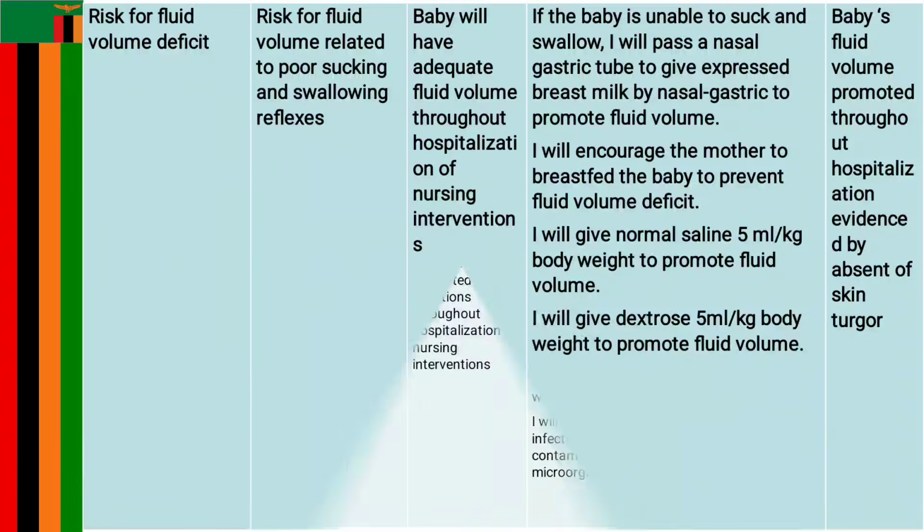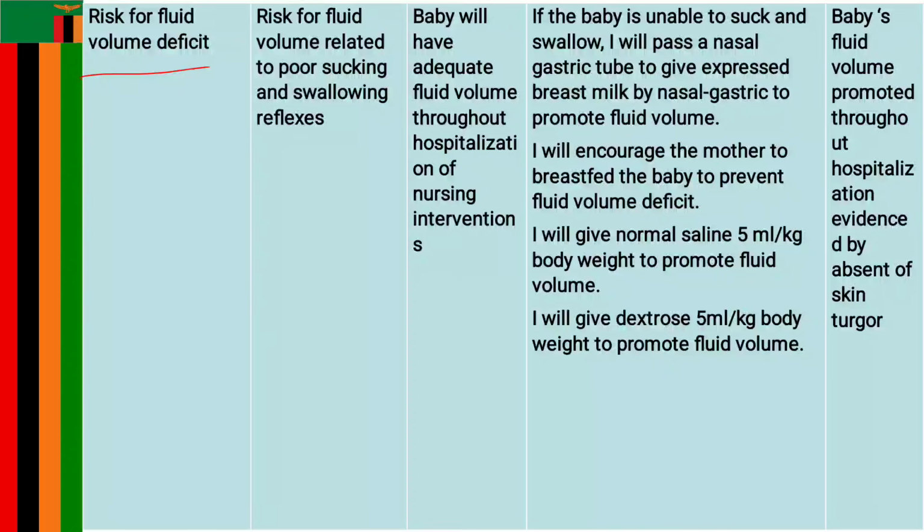The last problem is risk for fluid volume deficit. So risk for fluid volume deficit related to poor sucking and swallowing reflex. Goal, you say baby will have adequate fluid volume throughout hospitalization. Intervention: if the baby is unable to suck and swallow, I will pass a nasogastric tube and give expressed breast milk by nasogastric to promote fluid volume.